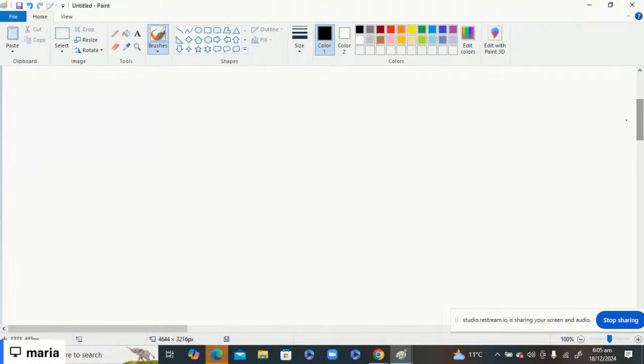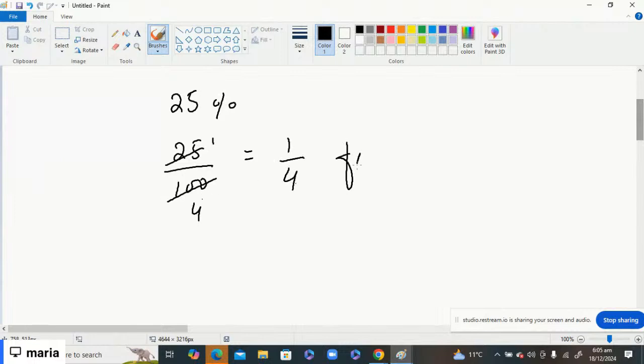For example, another number like 25%. You are going to convert 25 over 100. This is 1 by 4. This is also the answer. This is basically conversion into the fraction. In this way you convert percent into fraction.